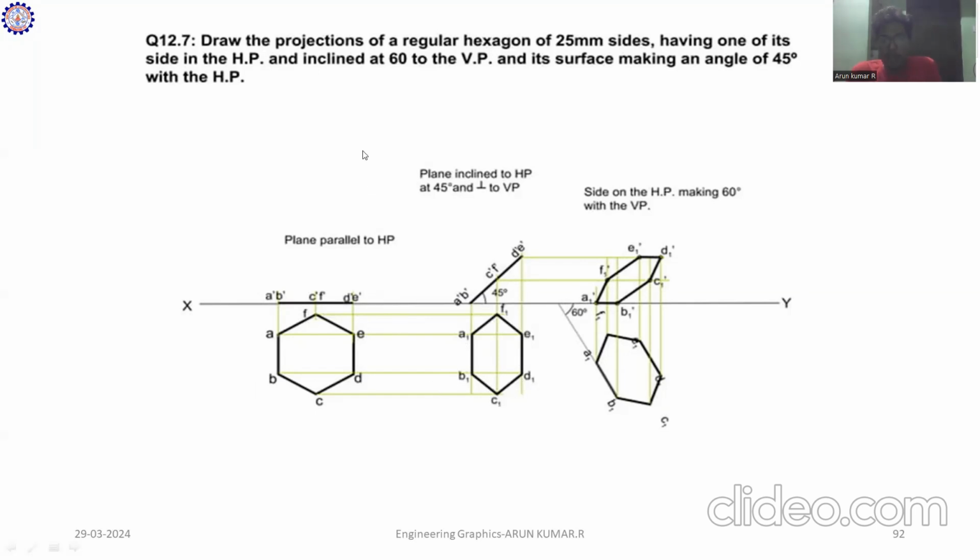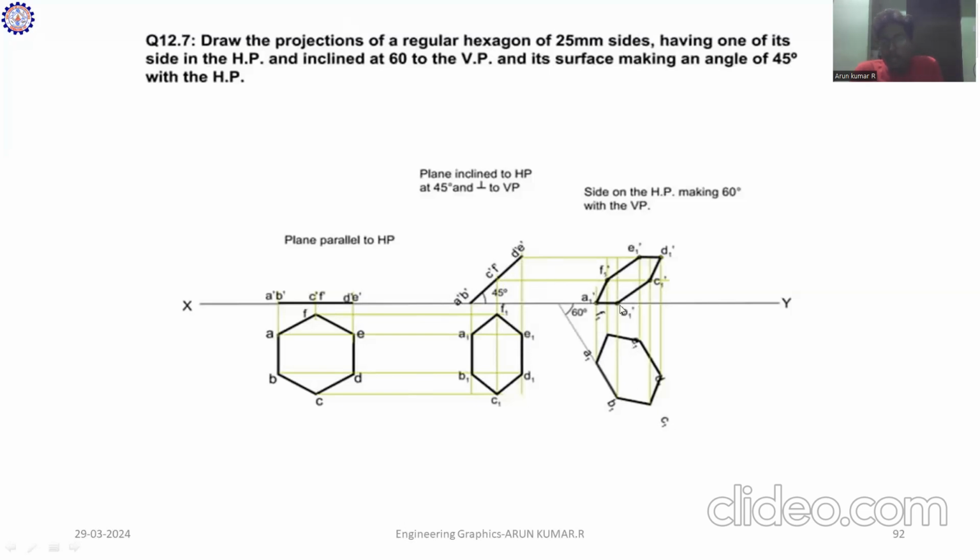After that, another condition we have to apply: inclined at 60 degrees to VP. How do we proceed with this 60 degrees? You take the 60 degree angle on the XY line. After that, you construct the figure by measuring the distances of A dash, B dash and C dash, F dash, D dash, E dash, which are inclined to HP. Just consider the line you have to make.